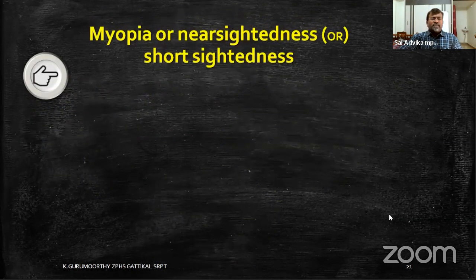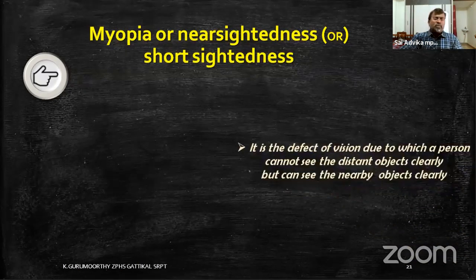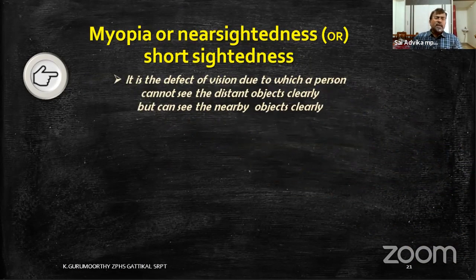The first one, what is it? Myopia. It is also known as nearsightedness, also known as short-sightedness. Myopia is the technical term, whereas the other two terms are what we usually use to pronounce. Yes, myopia. What is this defect? Let us try to define it.